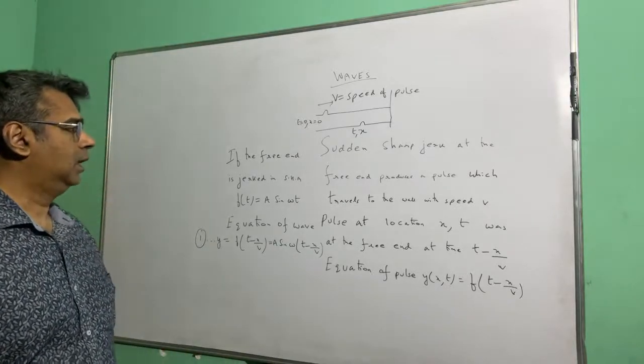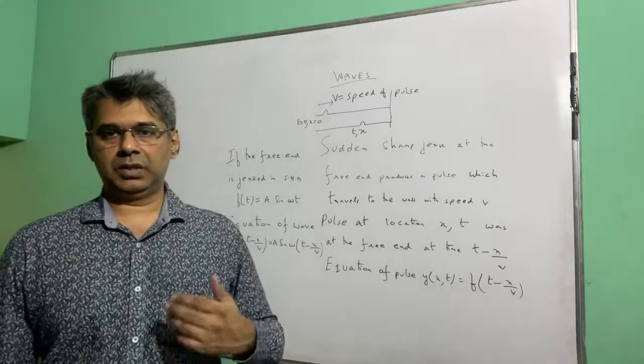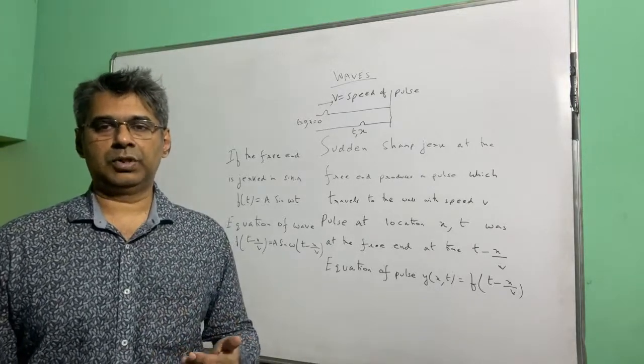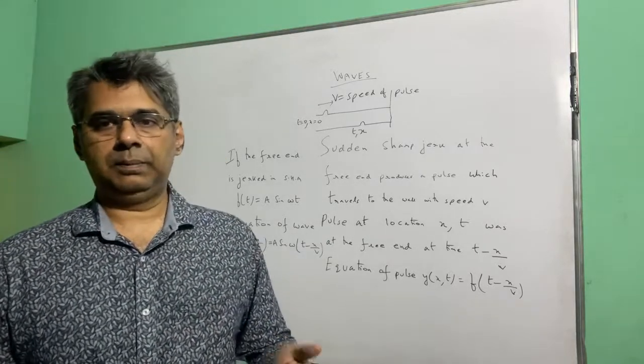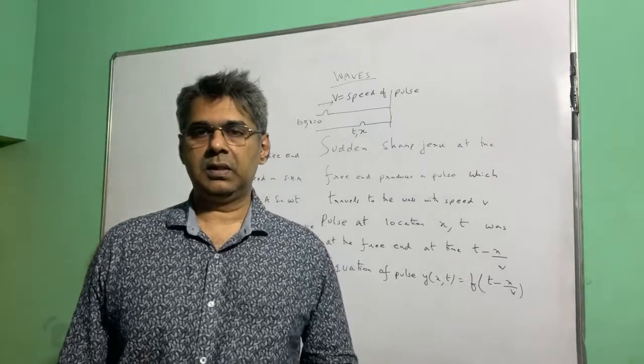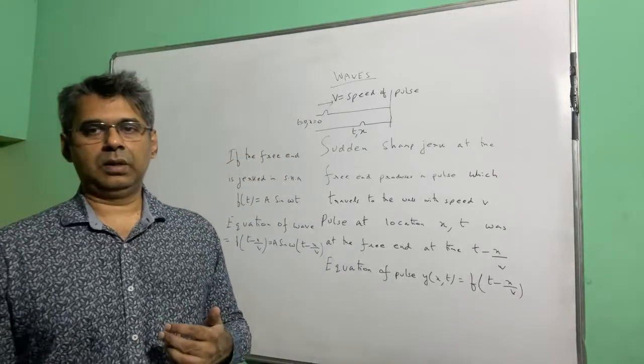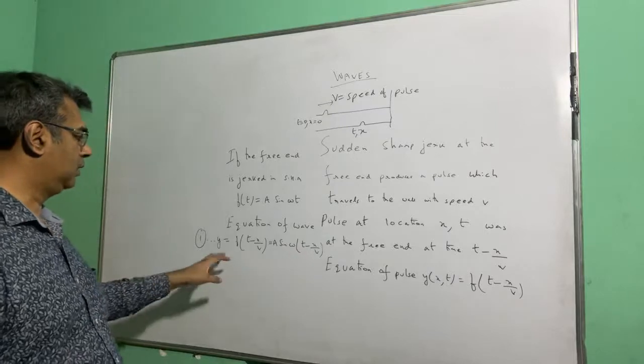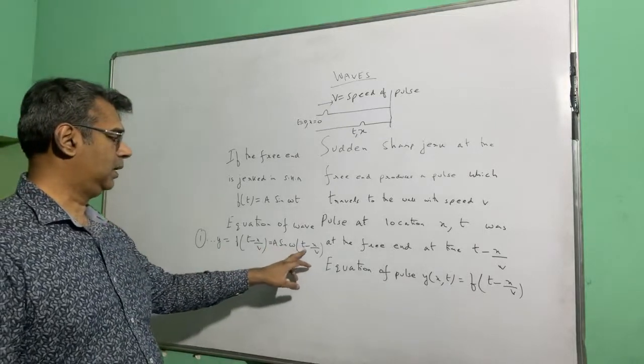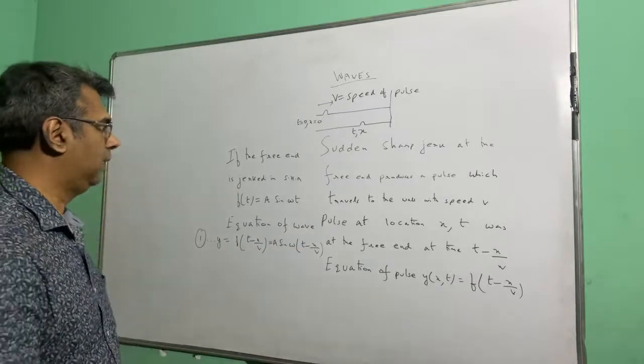So that means that if the person jerks the free end in a simple harmonic motion, then instead of getting a pulse, you will get a succession of pulses. A succession of pulses is called a wave, and the equation of the wave will be y equal to A sine omega into t minus x by v.